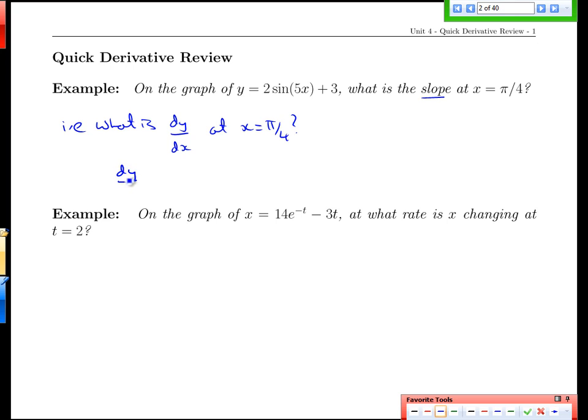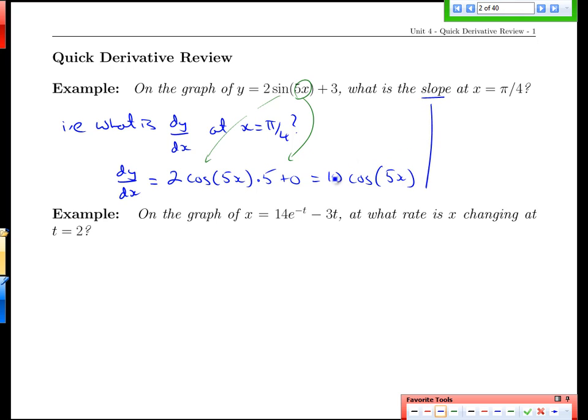Well, let's calculate the general formula, and we use our chain rule ideas here. We have 2 sine of 5x. The derivative of sine anything is cos of the same thing, times the derivative of the inside. So we take the sine, differentiate it, and then we multiply by the derivative of the inside, which is 5, and the derivative of a constant by itself being added like that is simply 0. So we can tidy that up, bring the 5 out front, and we'll have 10 cos of 5x. That's the general formula for the slope of this graph at any point.